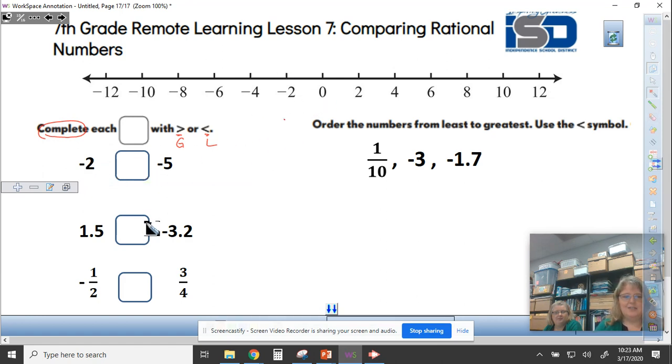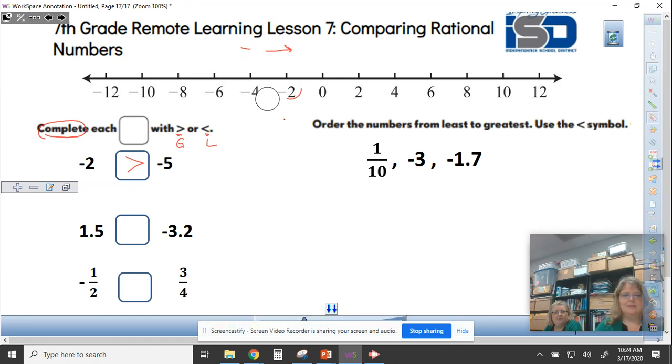So if I had -2 and -5 and I wasn't sure which one was bigger, I could come to my number line and look to see where -2 is. -5 would be in between -4 and -6. Which one is furthest to the right? That would be -2. So -2 is greater than -5.